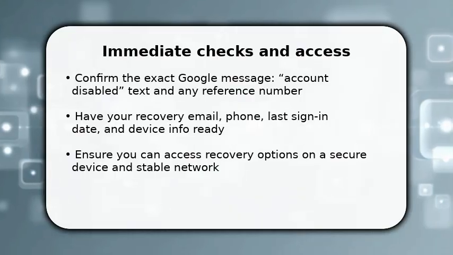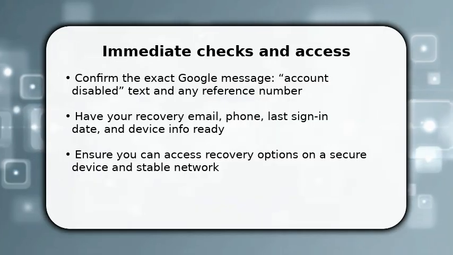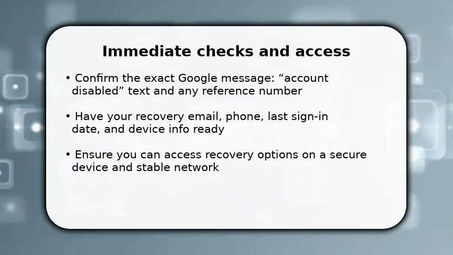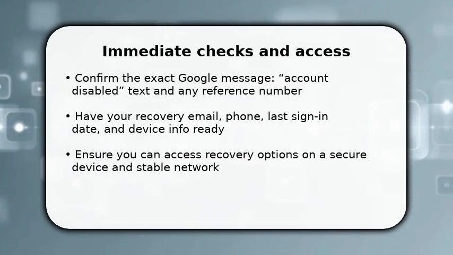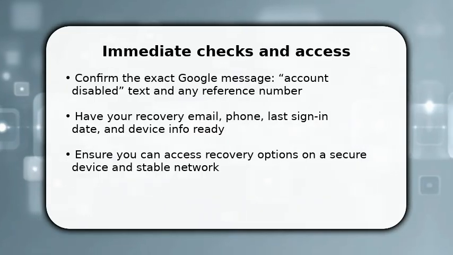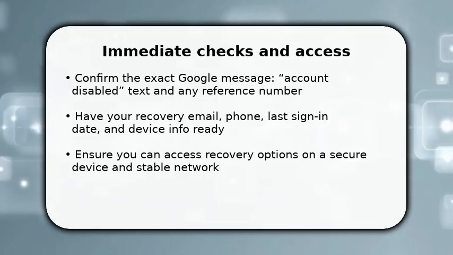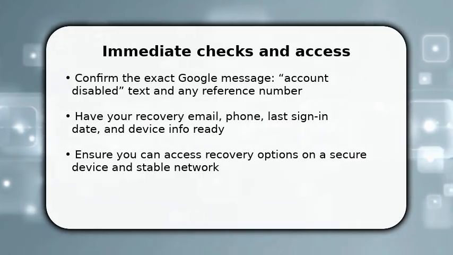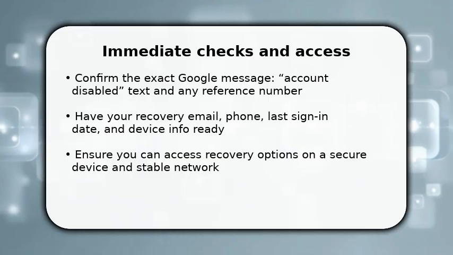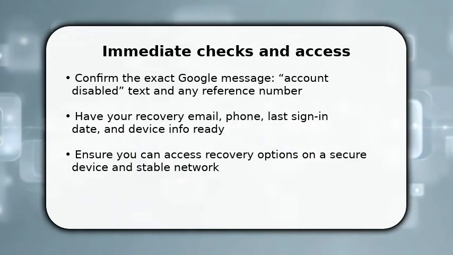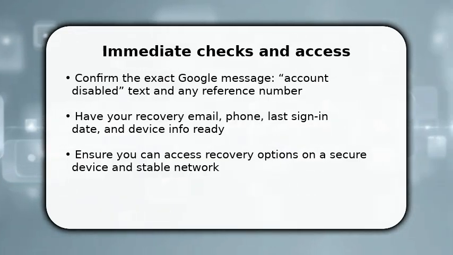You start by verifying the precise wording of the disabled notice and noting any case ID because that directs the fix. Next, gather recovery details: recovery email, phone, last sign-in time, and which devices you used recently. Once done, switch to a private browser or incognito on a trusted device to avoid cached credentials interfering.